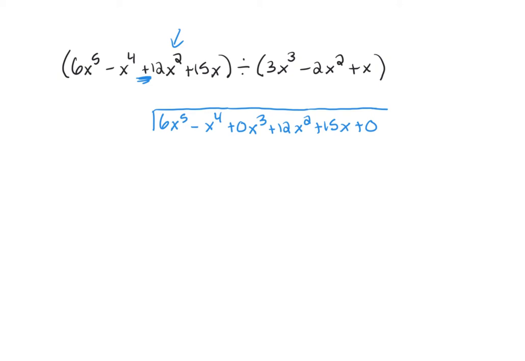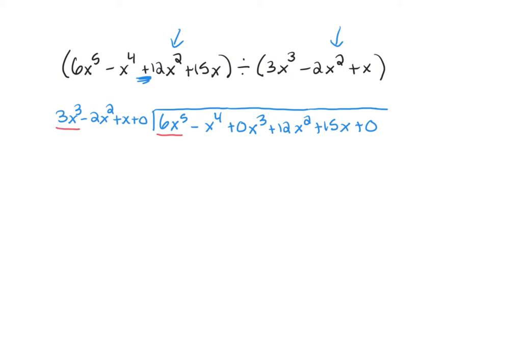Okay, and then we're dividing by this polynomial, so 3x to the third minus 2x squared plus x, and I'm going to put a plus 0 just to remind us that we're always looking for those missing terms, and you have to put a 0 in. All right, so let's get started looking at the first terms there.